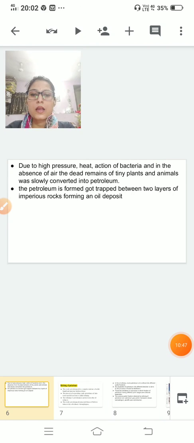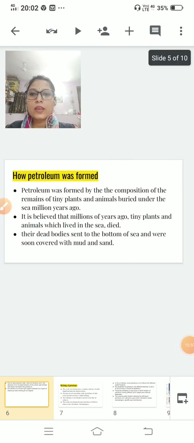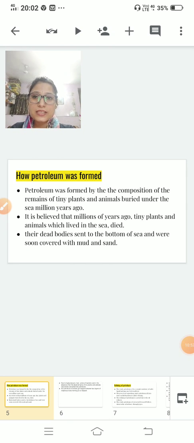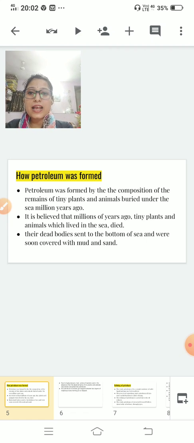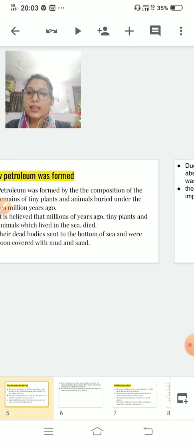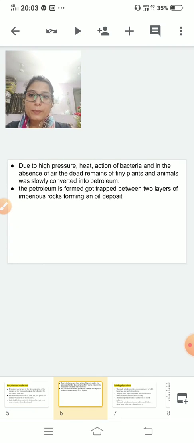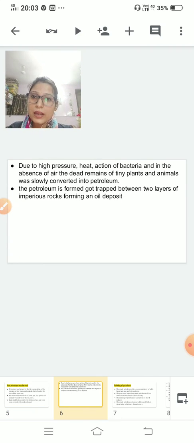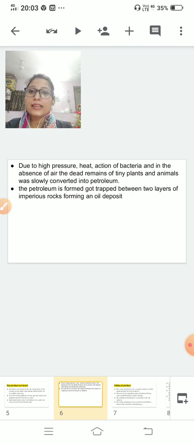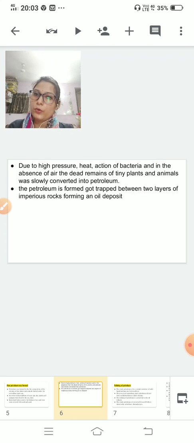Clear? I think how petroleum was formed is clear to you. What is the first step? First, the dead plants and animals were buried under the sea. After that, layers of mud and soil deposit on them, and they create pressure. That pressure, the action of bacteria and the absence of air convert the dead plants and animals to petrol. Clear?